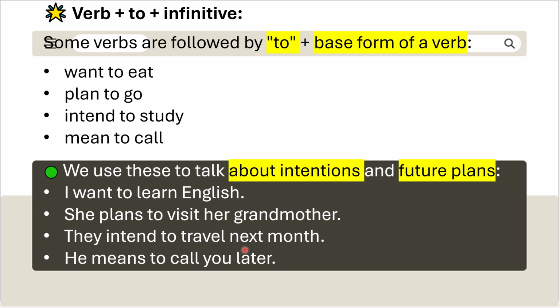They intend to travel next month. So they are intending, which means they are like planning. They have not made a plan, but still they are intending to travel next month. He means to call you later. So "means" is someone expecting to call you, or for example, I mean to call you later. It is expecting or future plans.